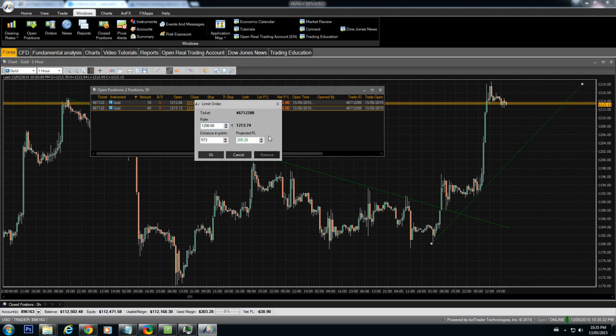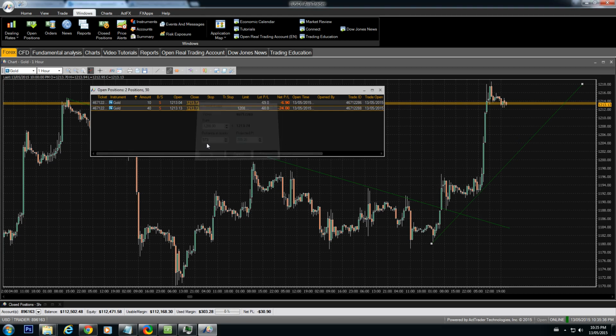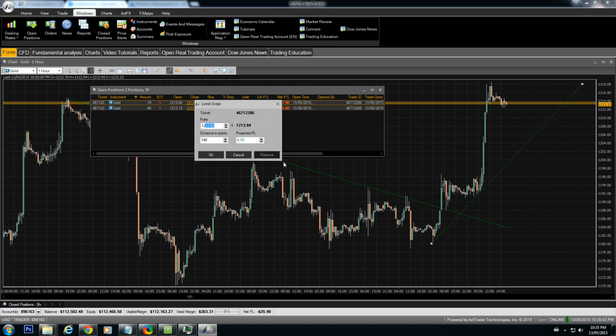So if it goes to 1208, we will have made $205. Okay? That's a distance of 573. And then we're going to do the same thing here, 1208. Again, I would never make this trade. This is a very stupid trade, but just to show you what it looks like.